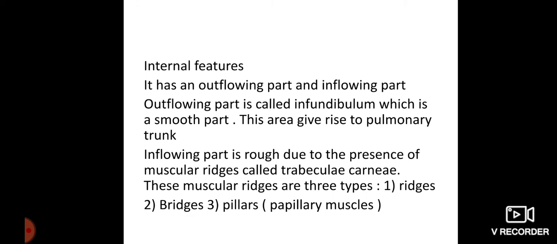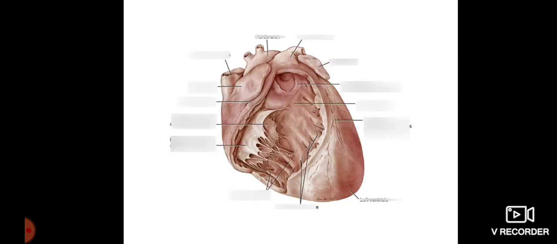septal wall, meaning the interventricular septal wall, through a moderator band. See the internal features. It has an outflowing part and an inflowing part. The outflowing part is called the infundibulum, which is the smooth part. This area gives rise to the pulmonary trunk. The inflowing part is rough due to the presence of muscular ridges called trabeculae carneae. These muscular ridges are three in number: bridges, pillars, or papillary muscles.